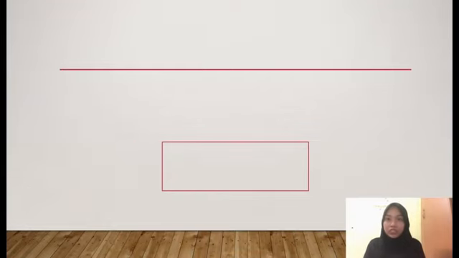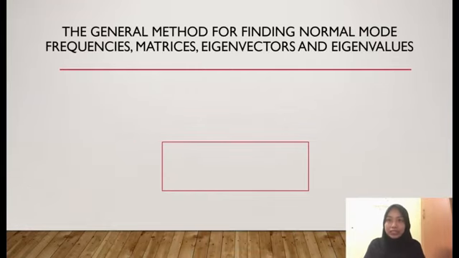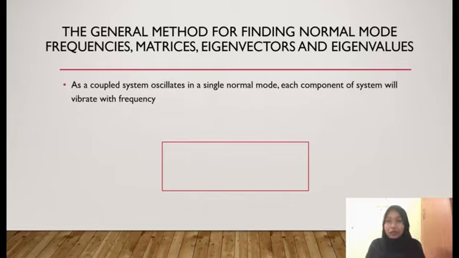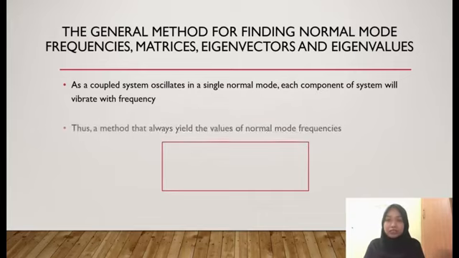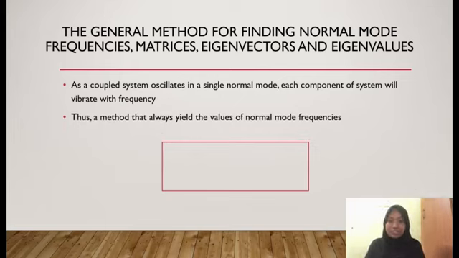Now I'm going to continue to the next subtopic, which is the general method for finding normal mode frequencies, matrices, eigenvectors, and eigenvalues. In this subtopic, we will learn the method to find the normal mode frequencies by using the matrix form, and also we will get the eigenvalues from the eigenvectors. Basically, when a coupled system oscillates in a single normal mode, each component of the system will vibrate with the frequency of that particular mode. Thus, the matrix method is adopted, as this method always yields the values of the normal mode frequencies and the relative amplitudes of the individual oscillators.